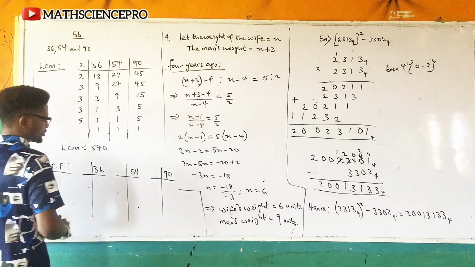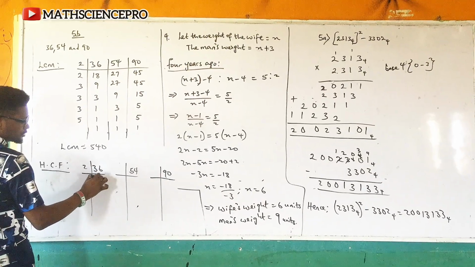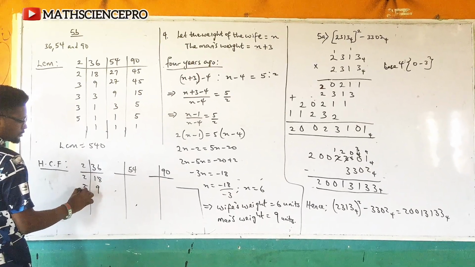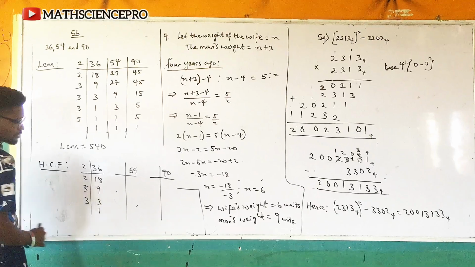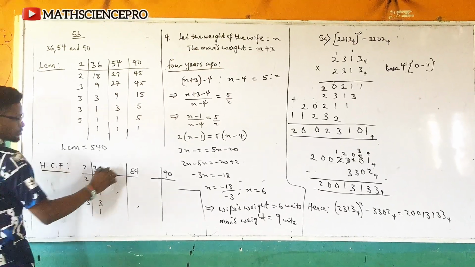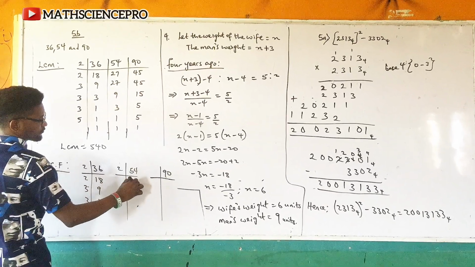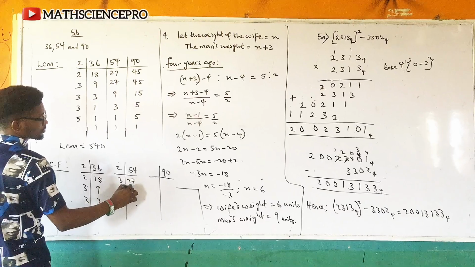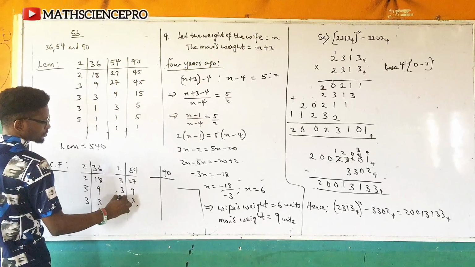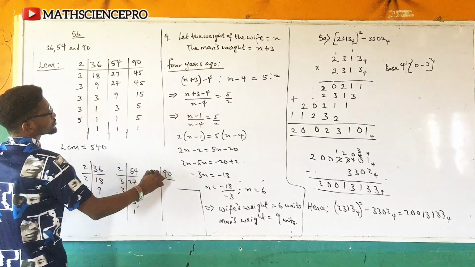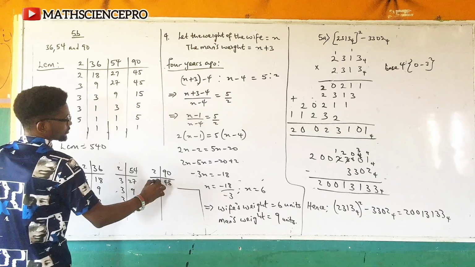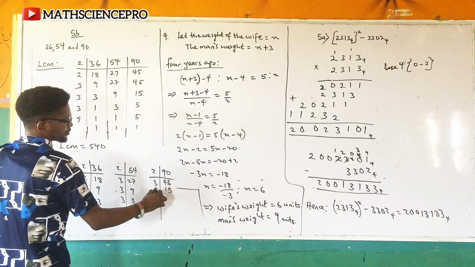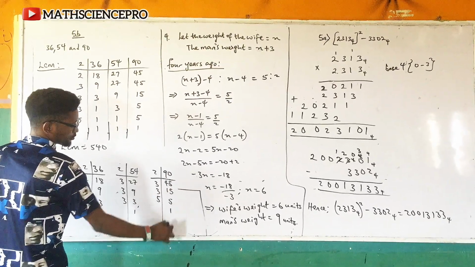All right, so 2 here is going to be 18, 2 here is going to be 9, 3 is going to be 3, 3 is going to be 1. Remember this method. So 2 here is going to be 27, and 3 here is going to be 9, 3 is going to be 3, 3 is going to be 1. 2 here is going to be 45, 3 is going to be 15, 3 is going to be 5, 5 is going to be 1.